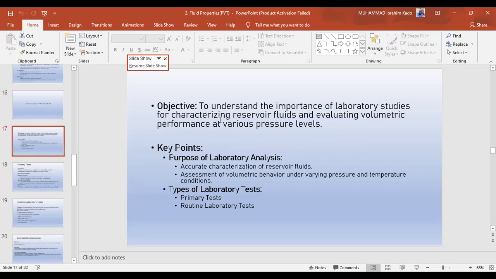The objective of the PVT laboratory analysis is to understand the importance of laboratory studies so as to characterize the reservoir fluids and evaluate them, which will help us to do volumetric analysis and future reservoir management and studies. The key points are the purpose of the laboratory analysis, which is accurate characterization of the reservoir fluid, and assessment of volumetric behavior under varying pressure and temperature conditions.